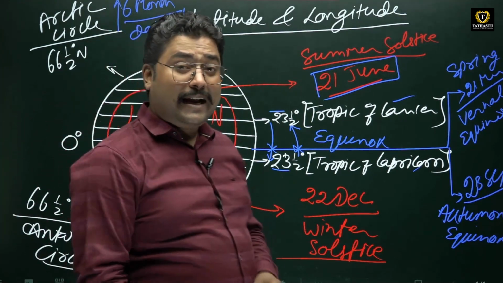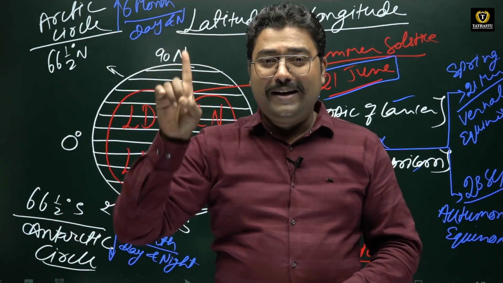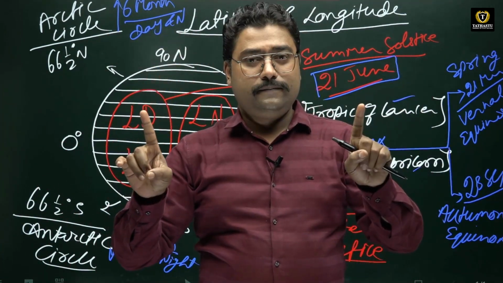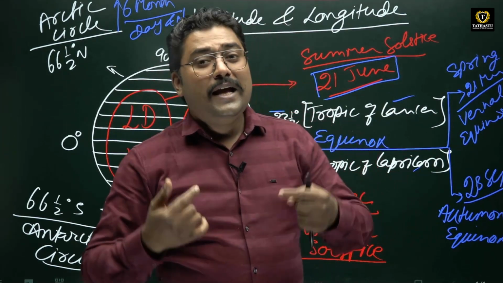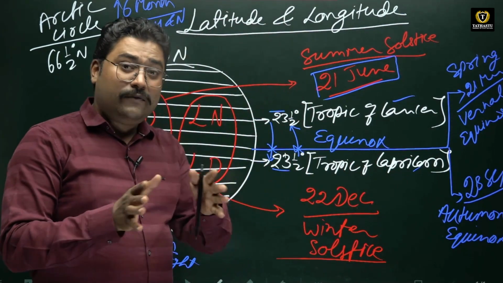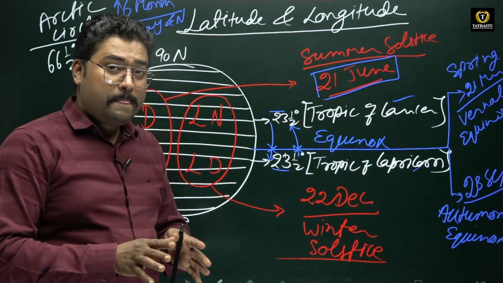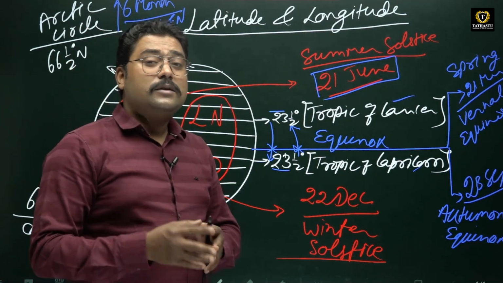Means here technically there is only one day and one night. And what we see, 365 days, 365 nights. So the question comes, sir, why?